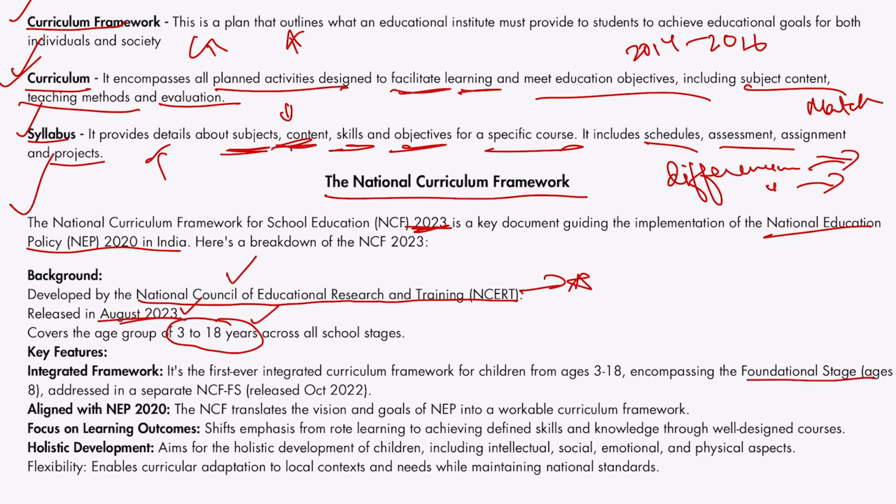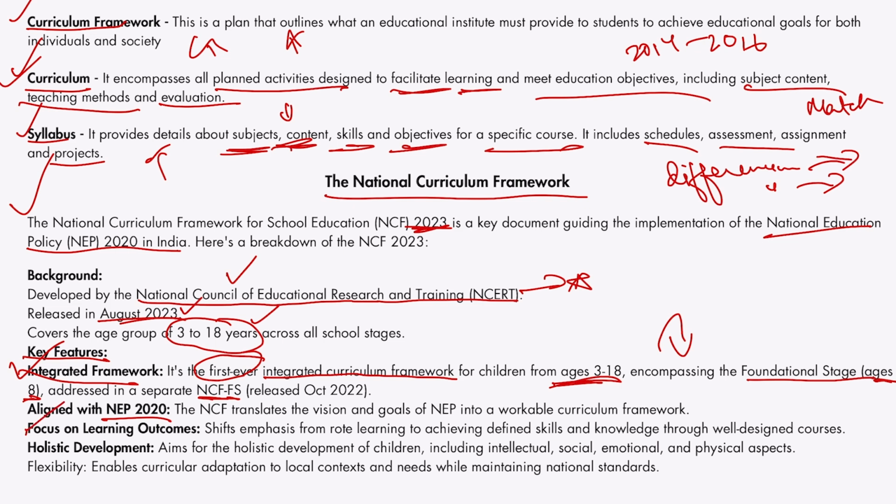So what are its key features? Integrated framework. It is the first ever. Take note of this. Whenever there's first ever, longest, whatever it is, if it's the first, then you have to take note of. It is the first ever integrated curriculum framework for children from age 3 to 18. Why is it first? Because it is a comprehensive framework that has the foundational stage from 3 to 8 addressed as well. All right. So it is aligned with NEP 2020. This is what we know.